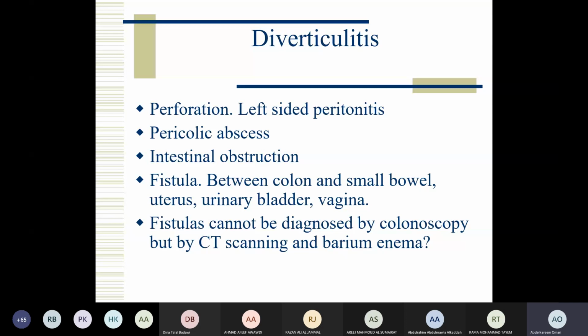Now these are stages, we say staging: pericolic or mesenteric abscess, walled off, and then generalized purulent peritonitis, generalized fecal peritonitis. These are the complications.